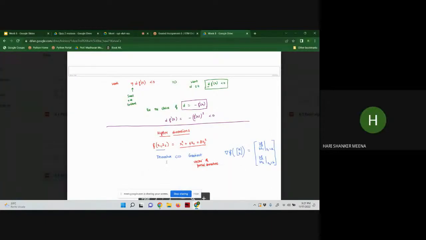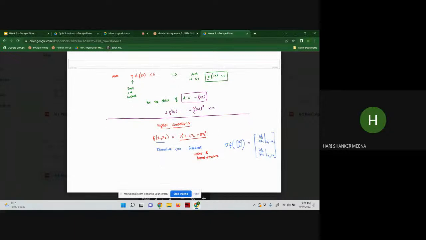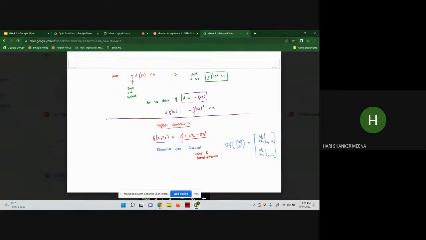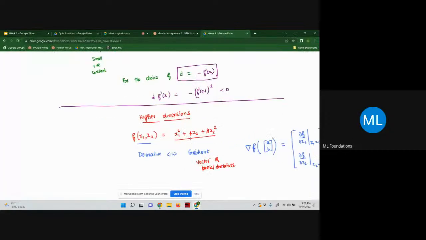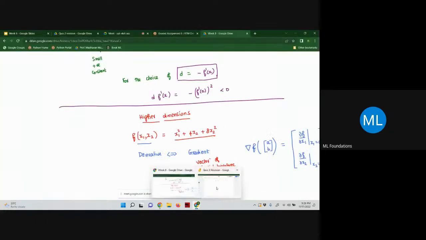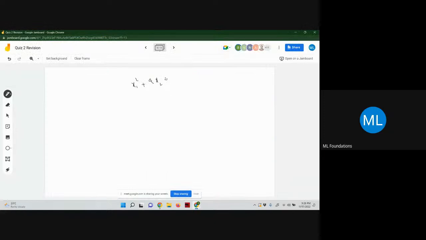Okay, so can I take some examples, sir, for this thing? For this thing, you want me to discuss the example? Yeah, sir, you can discuss here itself, right? If you have here x1 square plus 4x1, plus 4x2 plus 8x2 square, this is f of x1 comma x2.